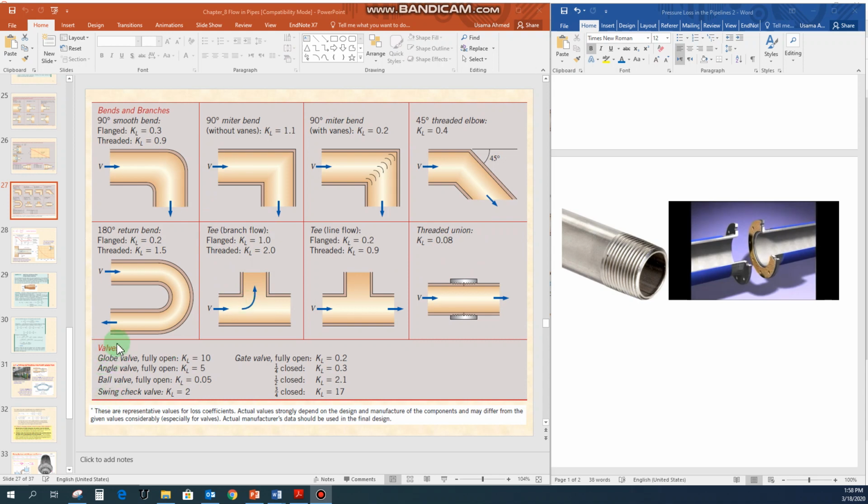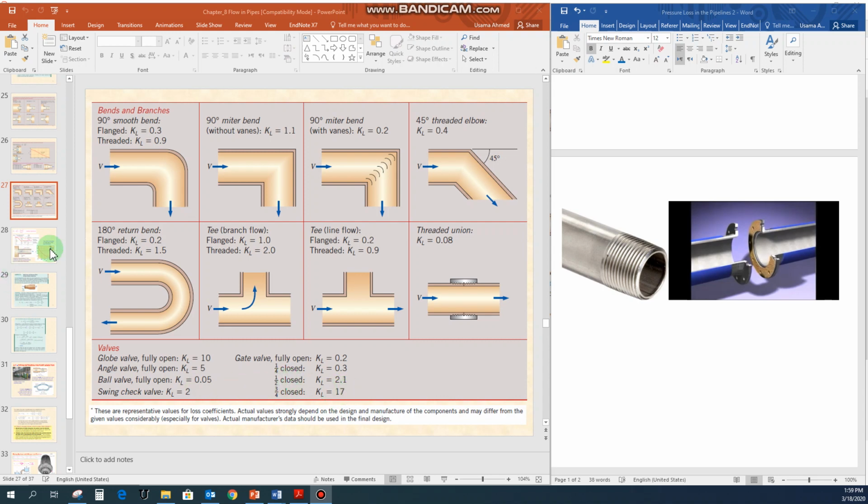Now you can also install some kinds of valves on the piping systems. You can use a globe valve, which can be fully open, so the value of KL is 10. You can have an angle valve, ball valve, swing check valve, and for each of the valves you can get the specific value for the KL. The gate valve, which is mostly used in the industries, the value for the KL when it is fully opened is 0.2. When it is 25% open, it is 0.3, and if it is half closed, then the value for the KL is 2.1, and if it is 3 by 4 closed, the value for the KL will be very high, that is 17.